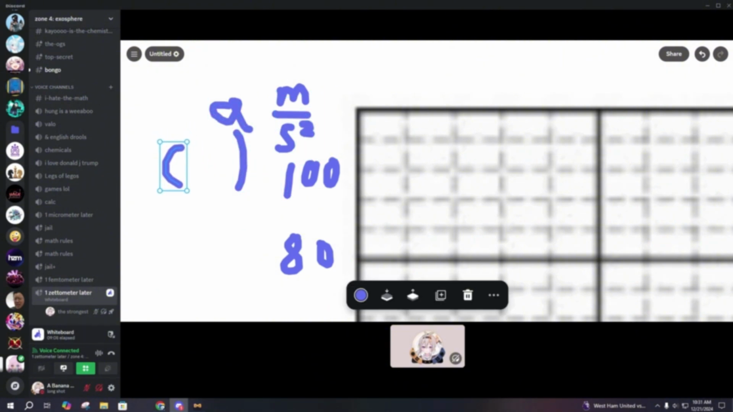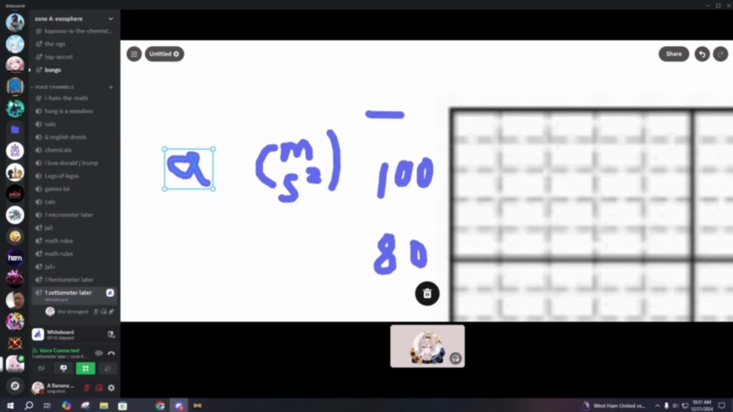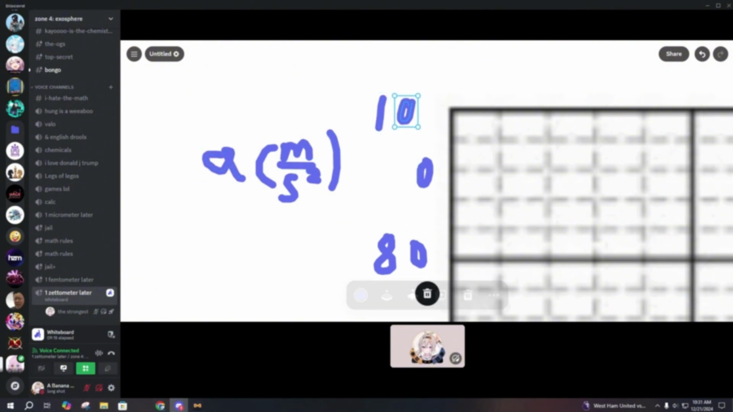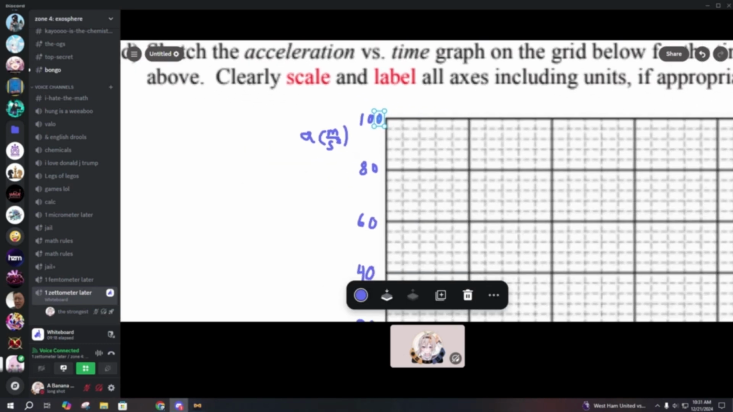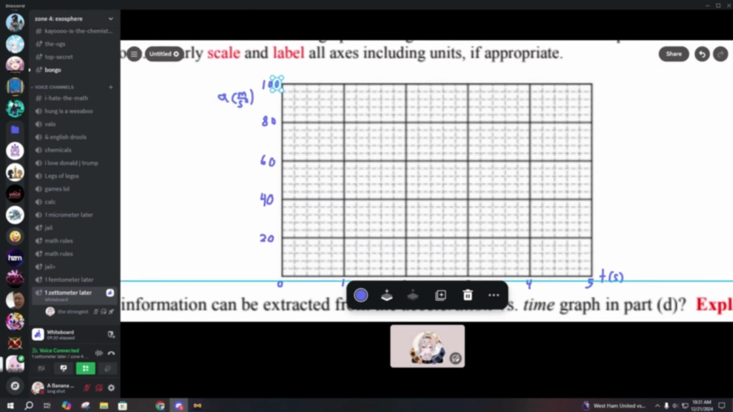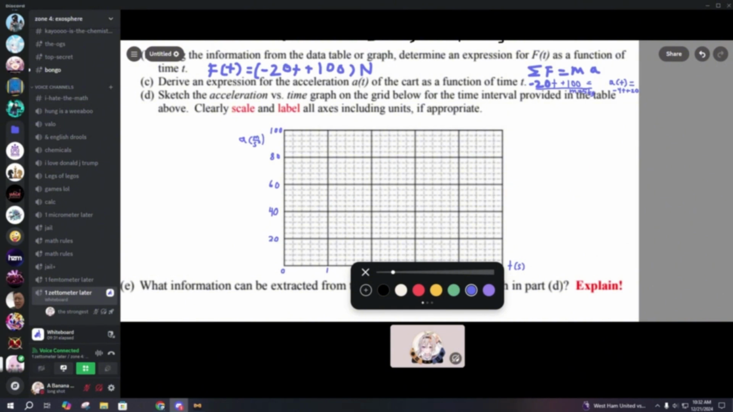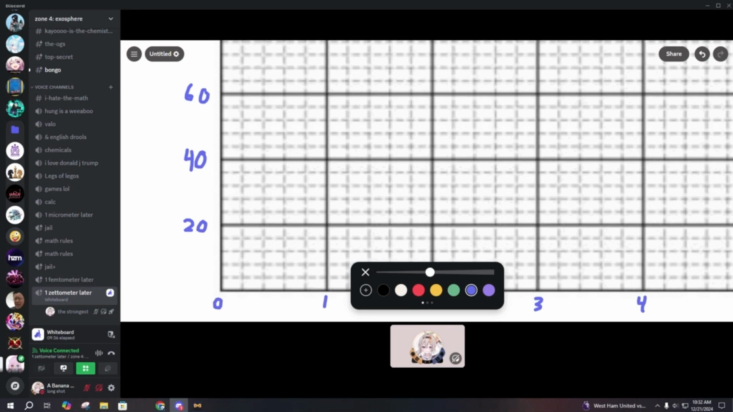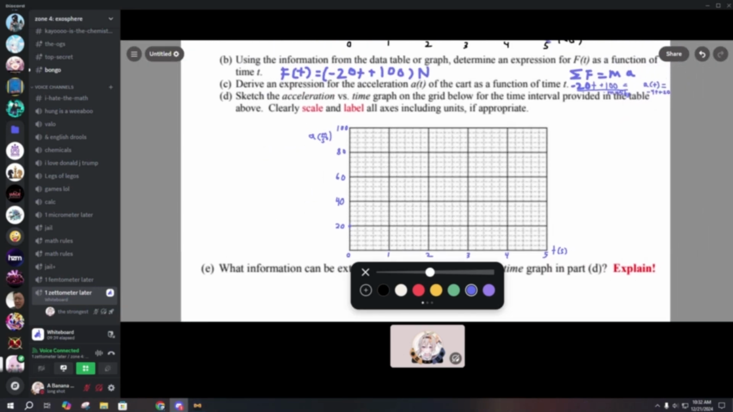Move this over. And then move my 100 up. So yeah, this is my y-axis, my x-axis. Now, where did my marker go? Okay, there it is. Now I need to graph the points. Well, A at 0 is going to be just 20. Makes sense because that's my y-intercept. A at 1, it's going to be negative 4 plus 20, so 16.